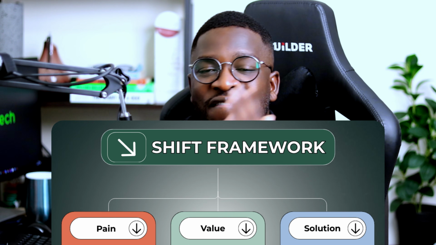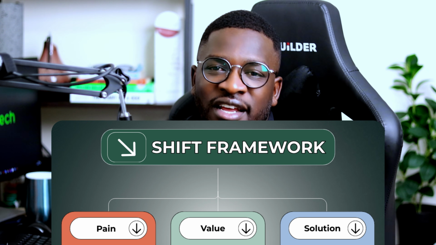And this is just a simple framework, nothing fancy, just 3 words. You need to know the pain, the value, and the solution. So most designers start with a solution, which means that you walk to a client with a site already built and also a price. And when you hand it over to the client, what he is seeing is just the price.